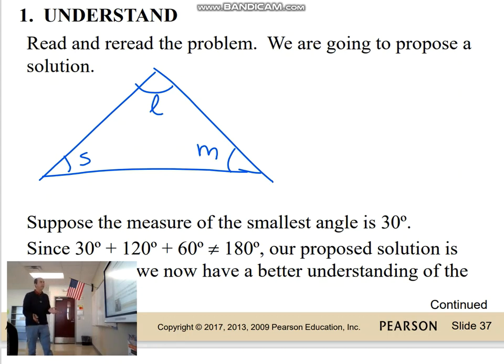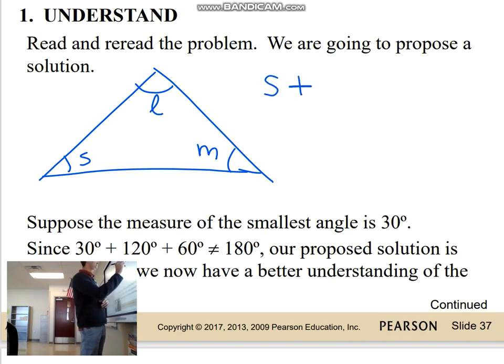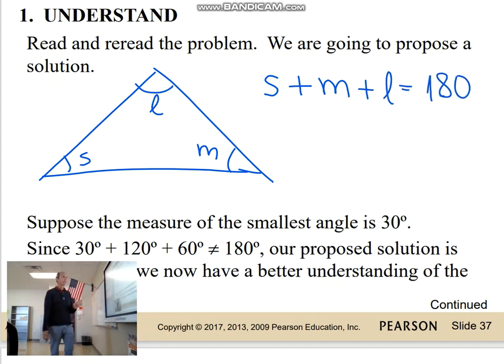We have 3 variables, 3 angles that we don't know, S, M, and L, but we know as a property of triangles that the sum of all the inner angles totals 180 degrees. So if you add S plus M plus L equals 180 degrees, right? This is something that we know.